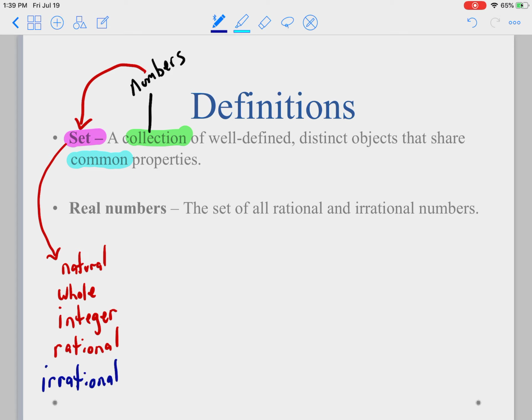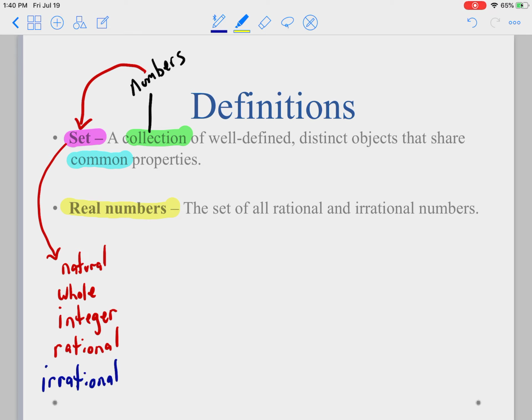Now, our last set, and this is our largest set that we've talked about so far. Our last set are real numbers. And the reason we call them real numbers is because there are actually imaginary numbers that you will work with in the future. Not necessarily in Algebra 1, but in higher math level classes.